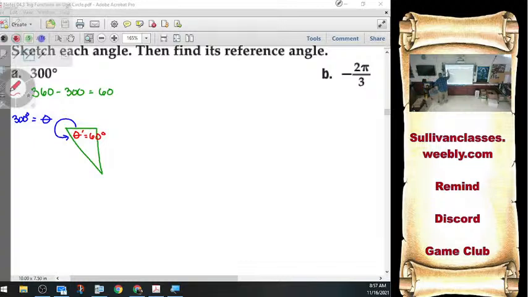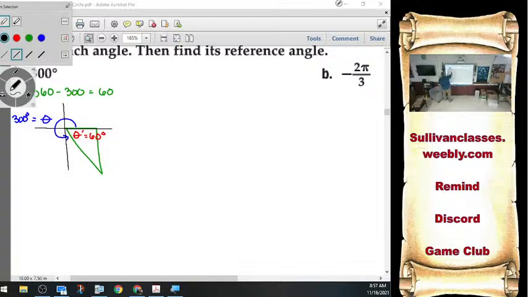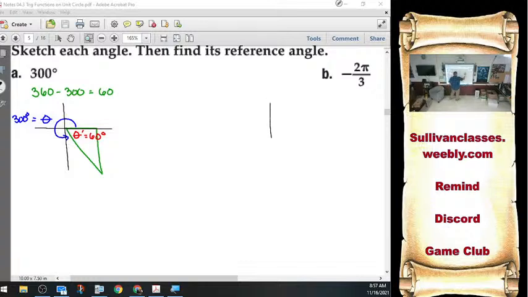Because that's going to be the angle that forms with the x-axis. Where's negative 2 pi over 3? Negative 2 pi over 3 would be in quadrant 1, 2, 3, or 4. It is in 3. Remember, here's pi. So go 2 thirds of the way to pi with a negative rotation.